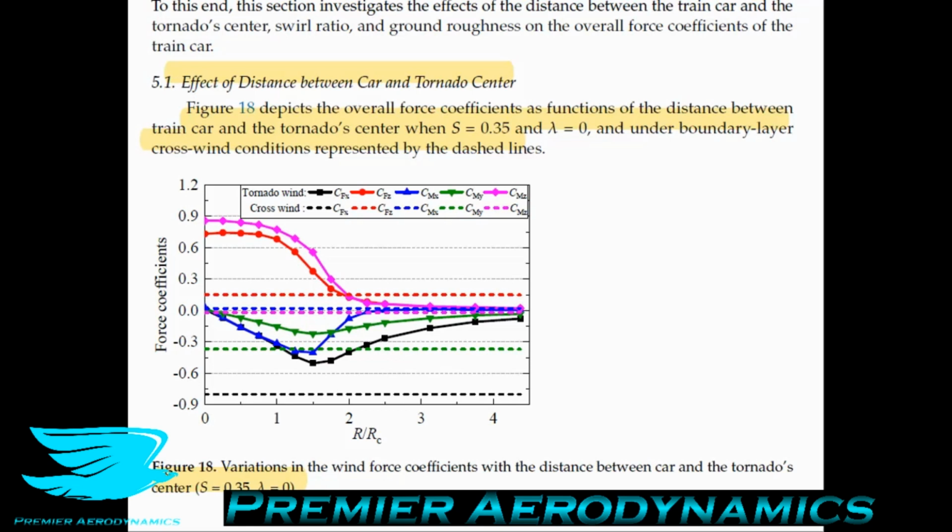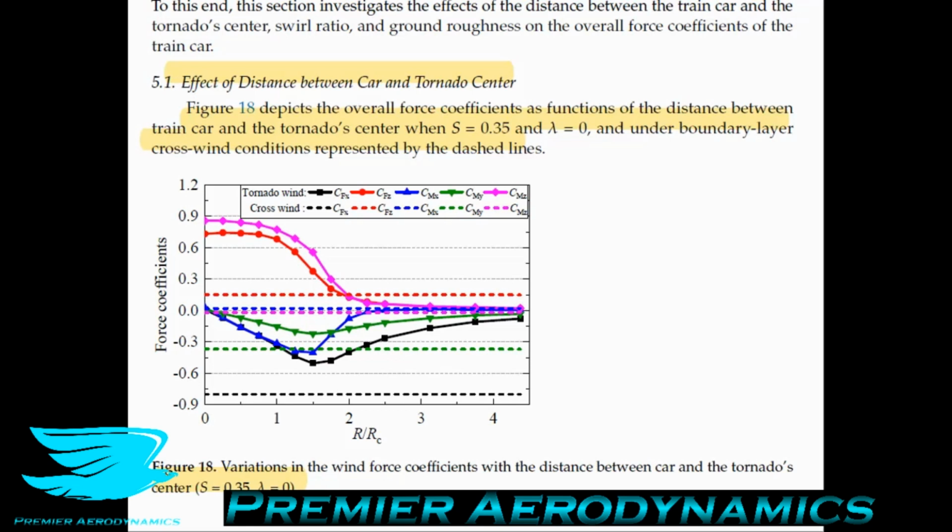However, for tornado-like winds, the overall force coefficient is significantly affected by the distance between the car and the tornado's center. When they say car, they mean the carriage of the train. So when we say car, we just mean train. Near the tornado's center, at which the tangential velocities were extremely small because you're in the eye of it, the side force coefficient, CFX, was close to 0.